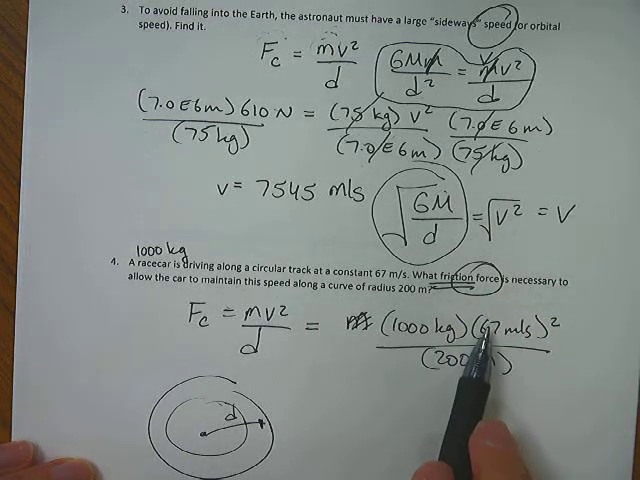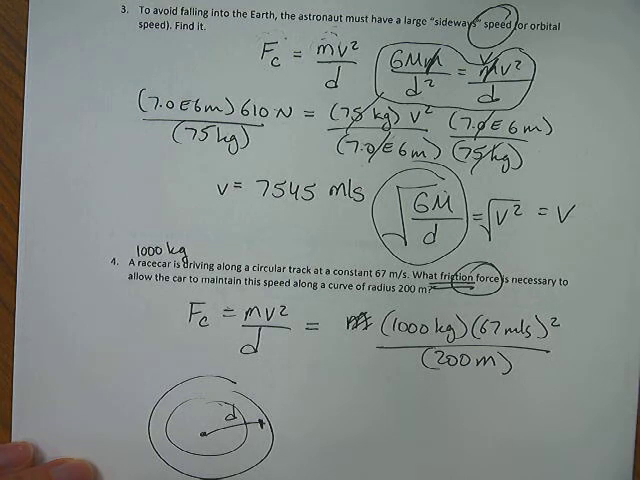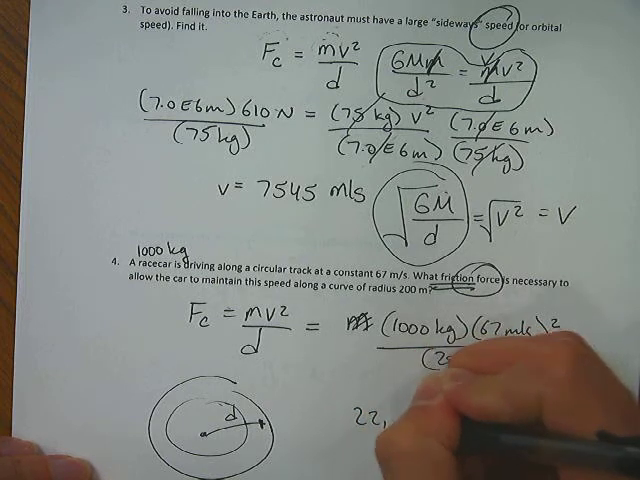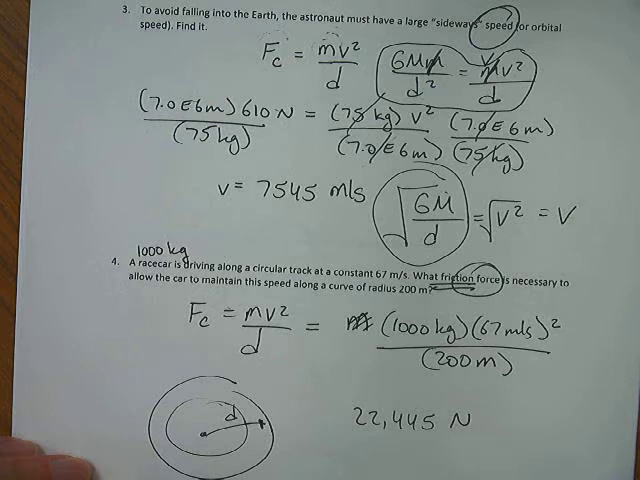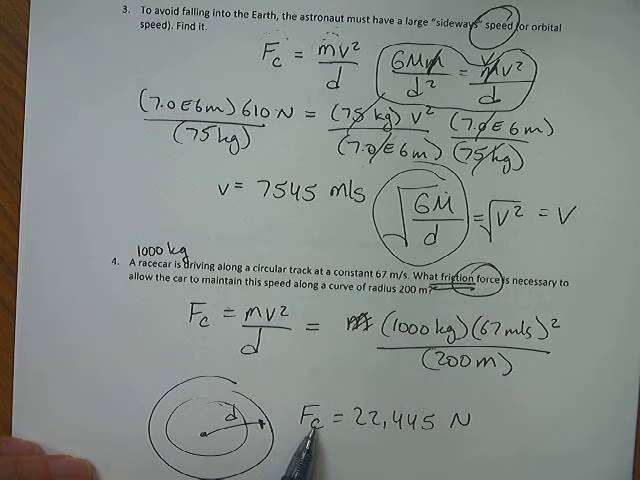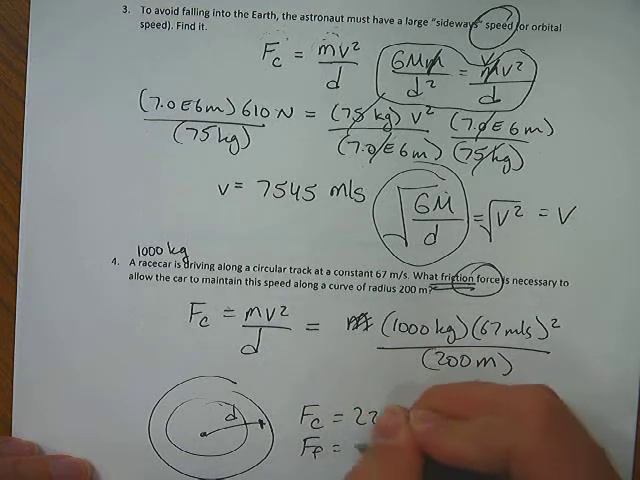Times the speed squared, 67 meters per second. Square that. Divide it by the distance from the middle of the track to where the car is. That distance is also known as the radius of the circle, and that distance is 200 meters. 1,000 times 67 squared divided by 200.